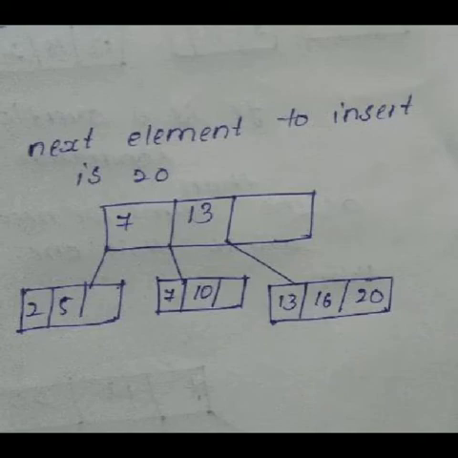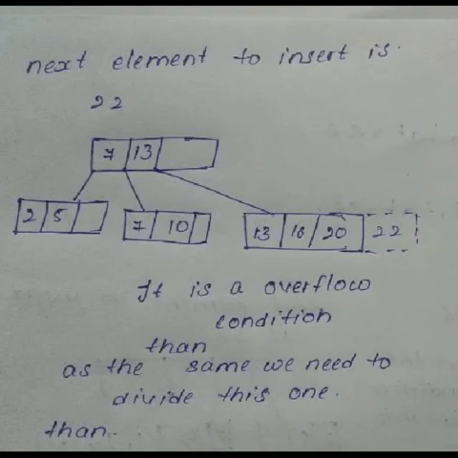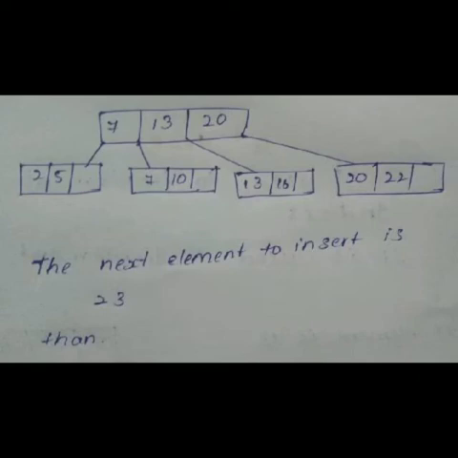The next element to be inserted is 20. 20 is greater than 16, so we inserted 20 after the 16. The next element to be inserted is 22. 22 is greater than 20, so we inserted 22 after the 20. But here we get our overflow condition. As before, we need to divide them into 2 halves. Then we get 13, 16 and 20, 22. 20 is added to the internal node. Then we get 7, 13, 20 as the internal nodes and the remaining are leaf nodes.